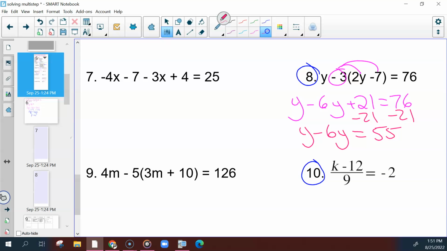But I saw other hands too. Casper, go ahead. Combine like terms. What are your like terms? Y and y. Correct.